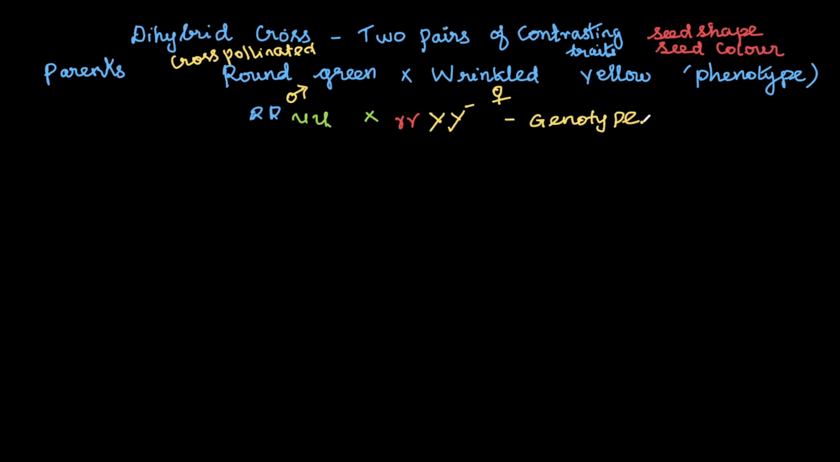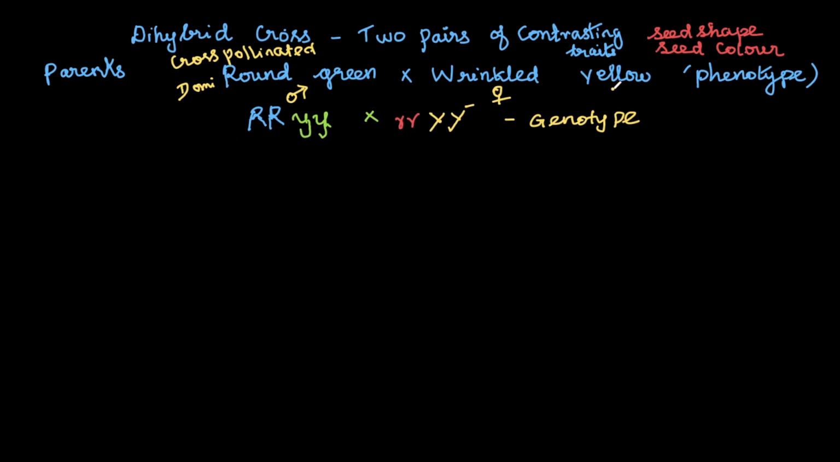Then the genotype of parents. Genotype of parents means we are writing the gene combination. When writing a gene combination, whatever is the dominant character, we write with a capital letter. Here round is dominant, so we write it with capital R, capital R. The corresponding recessive character is wrinkled, so we write it with small r, small r.